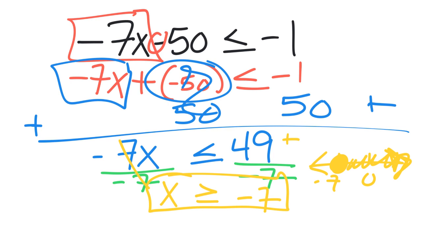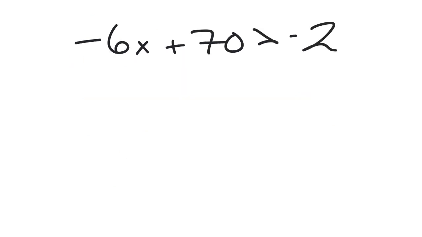Now what we need to do is we need to do the other one. So here's the other one. So this is negative 6x plus 70 is greater than negative 2. So we know that we have this inequality. We still need to isolate this thing. We already have the value here as a positive 70. I don't use the subtraction rule when it's addition because that's what I like doing.